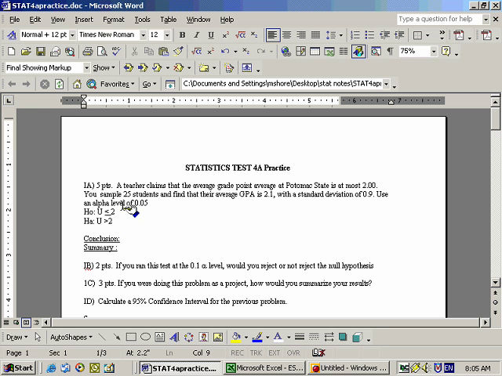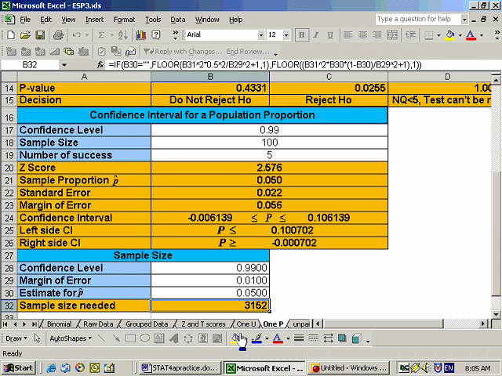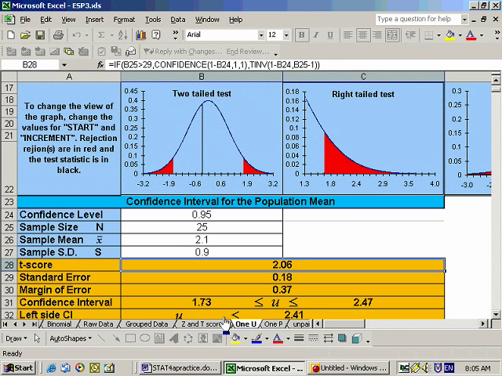And now it says you sample 25 students, that's your N, we have a small sample, N is 25, and find that their average GPA, their X bar, is 2.1 with a standard deviation of 0.9. And it says to use an alpha level of 0.05. So we'll go to the Excel sheet. It's a hypothesis test for a mean, so we'll go to the 1 mu sheet.